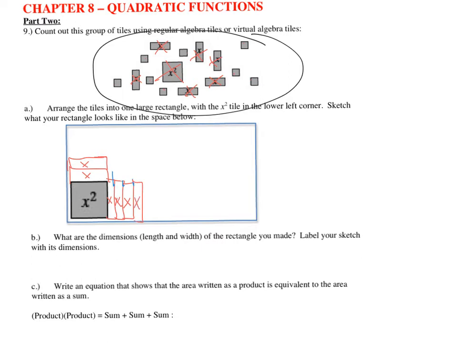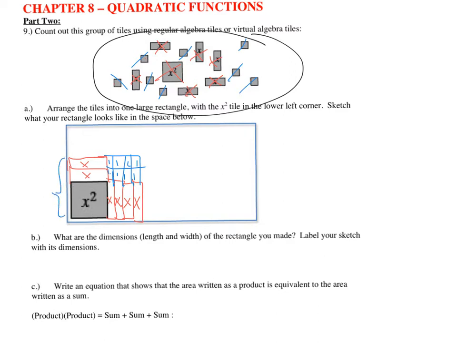And I put 2 on the top and 4 on the side. Now I have room for 8 singles, which is perfect. 1, 2, 3, 4, 5, 6, 7, 8. So there's my rectangle. And now I can factor out the dimensions.